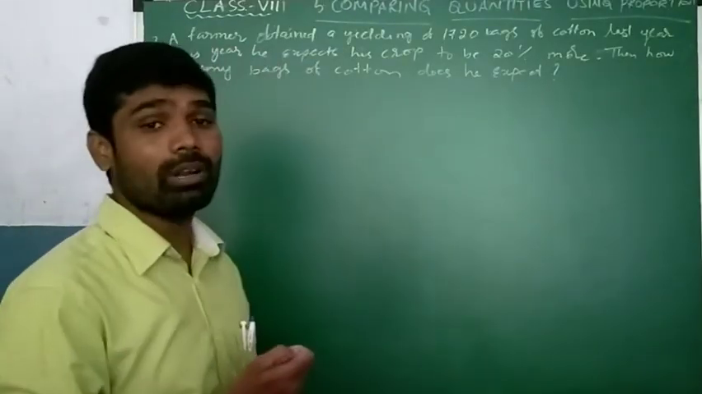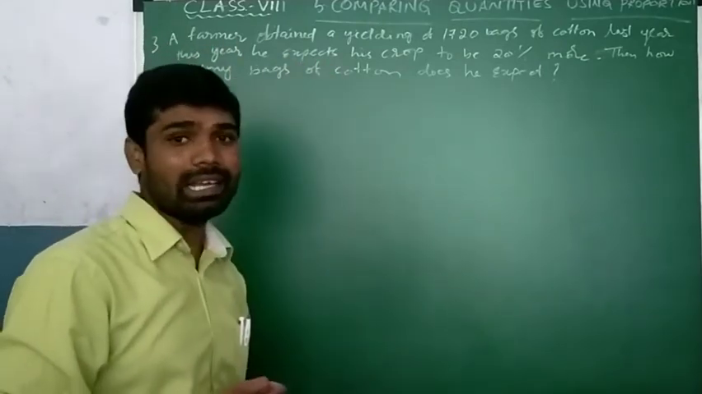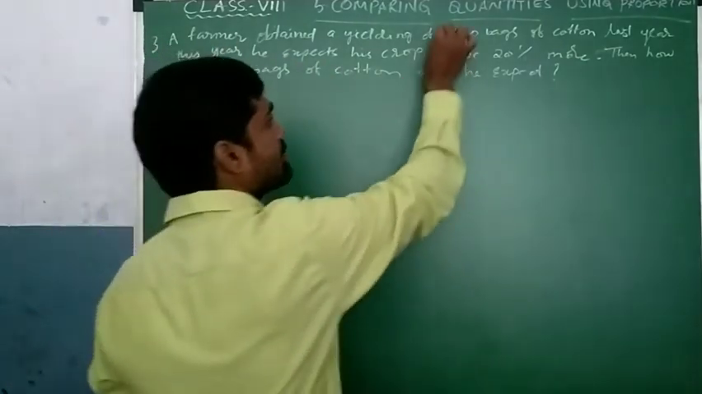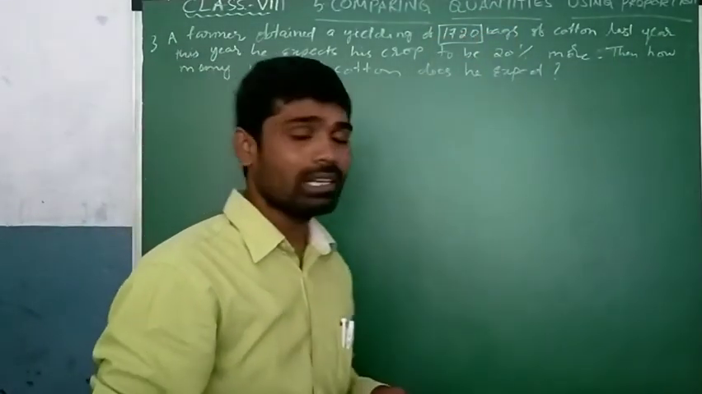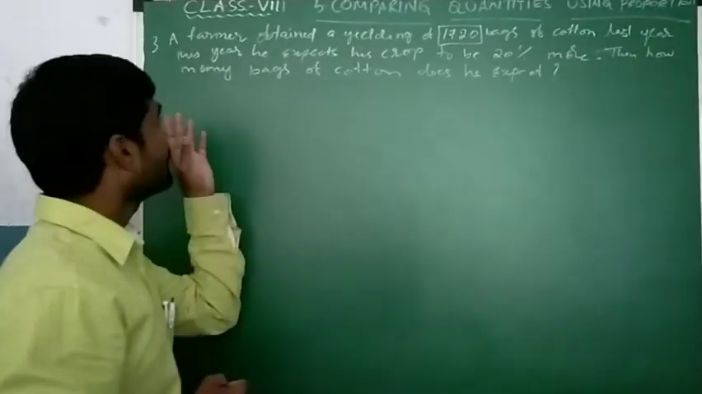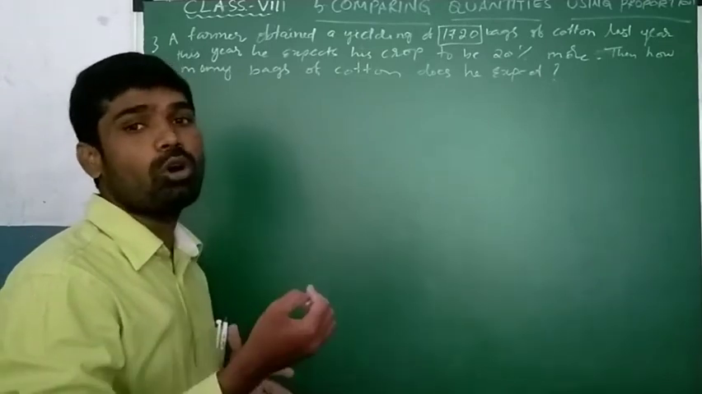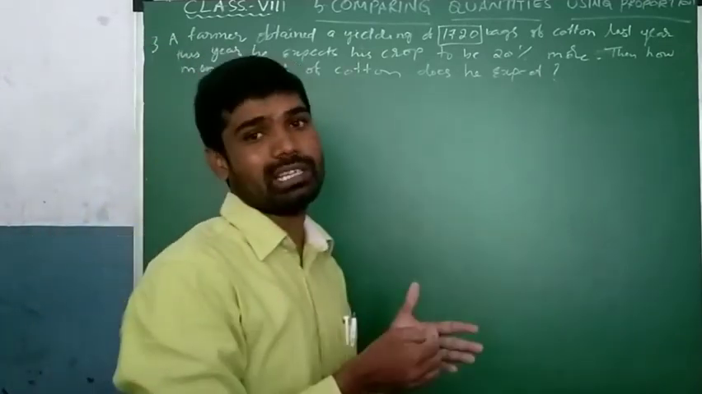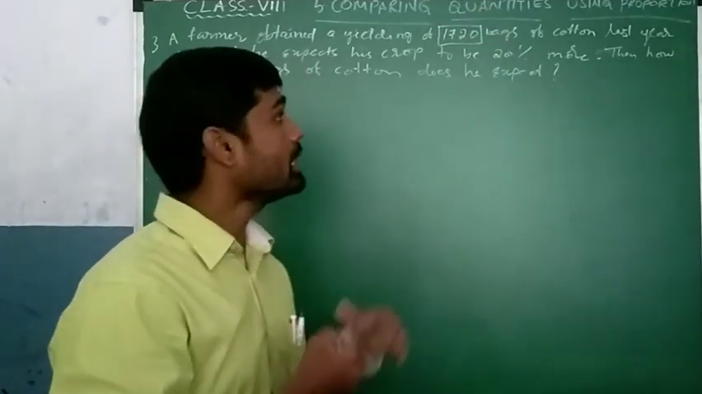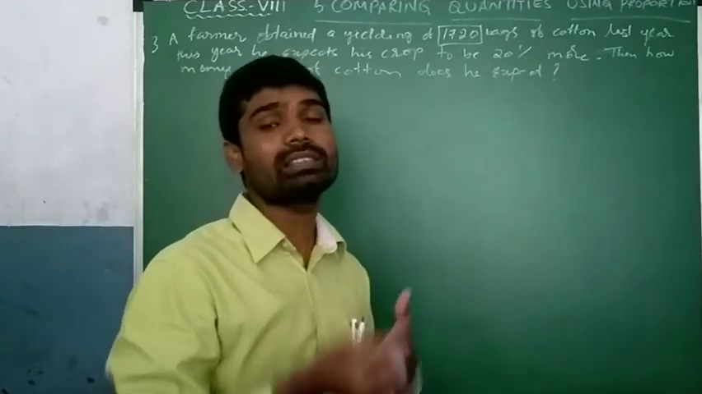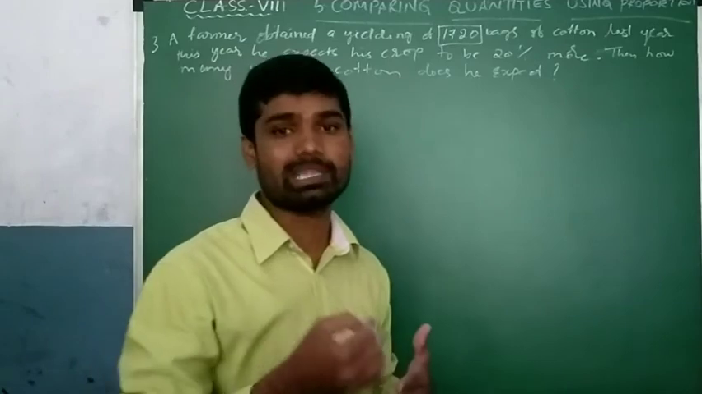Another example which is very important for exam purposes. See here, a farmer obtained a yield of 1720 bags of cotton last year. This year he is expecting his crop to be 20% more than last year. So how many bags are expected this year?